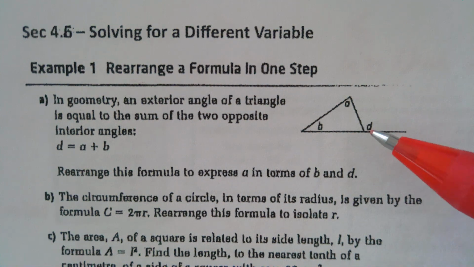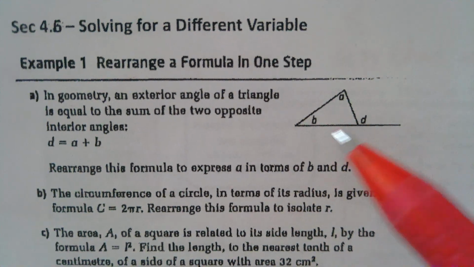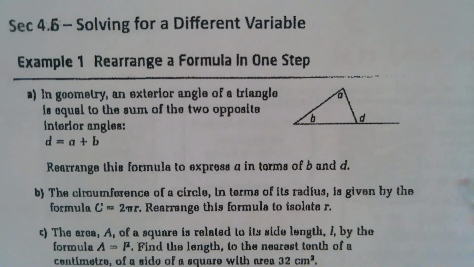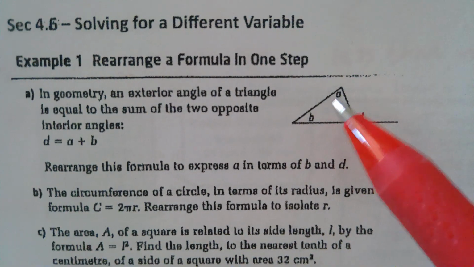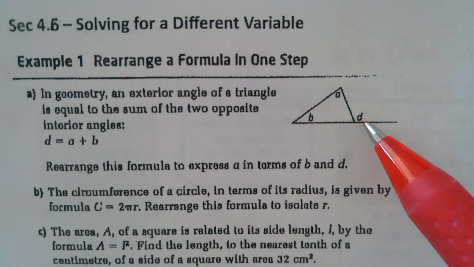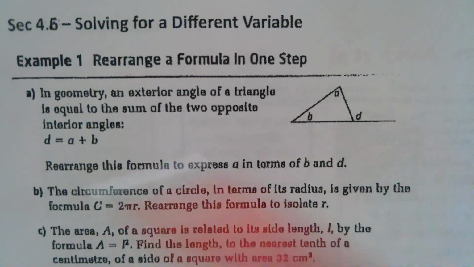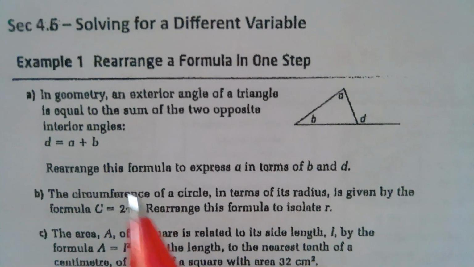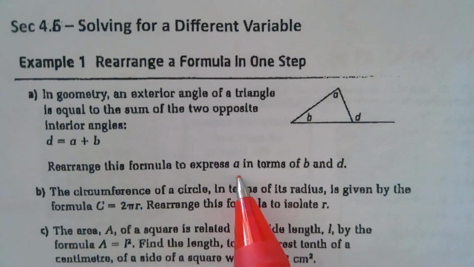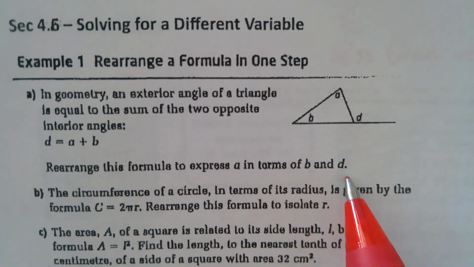Angles, we are actually going to talk about this rule as well. This is called the exterior angle theorem, where the inside two angles add up to equal that exterior angle. Okay, so D equals A plus B. Rearrange this equation to express A in terms of B and D.